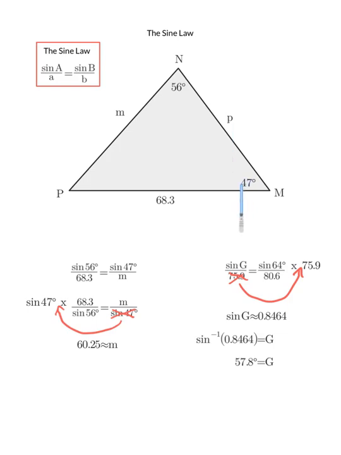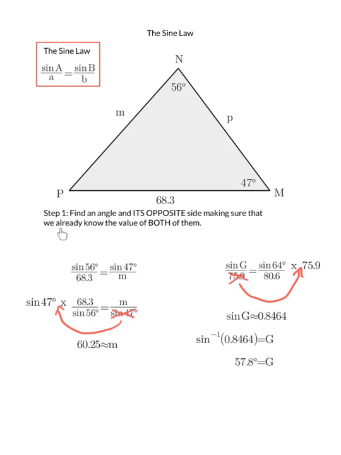You have to say sine of 47 degrees divided by m in your equation. Sine of 56 degrees can't be divided by m or p. It has to be divided by 68.3. It's B and B, A and A. So it has to be the opposite side and the opposite angle. All right, step one for doing the sine law. Find an angle and its opposite side, making sure that we already know the value of both of them. If you can't do this, then you can't use the sine law.